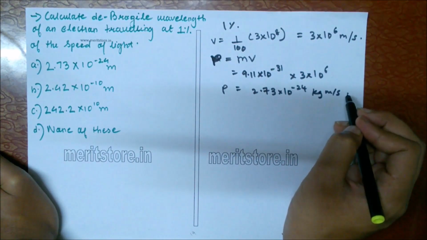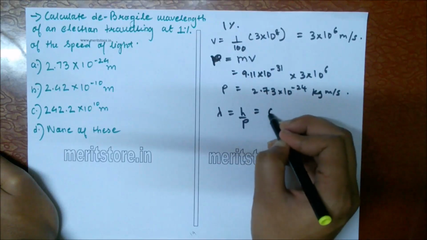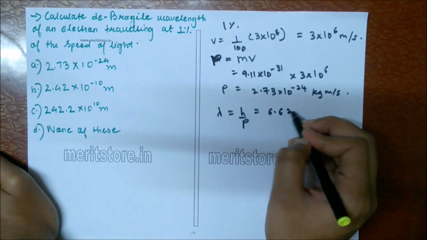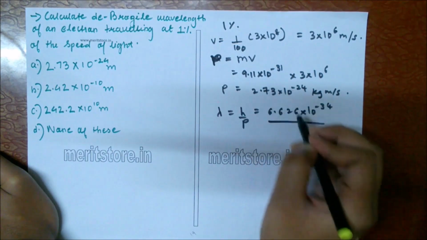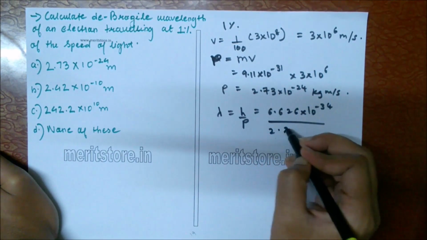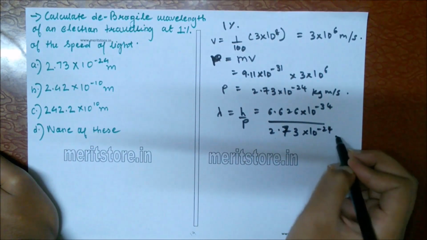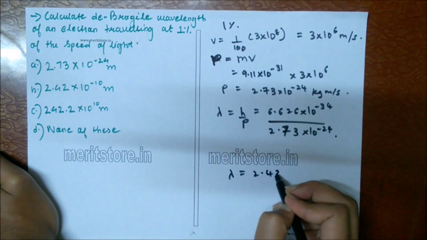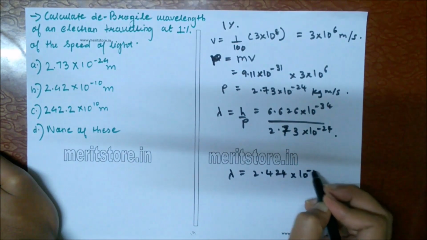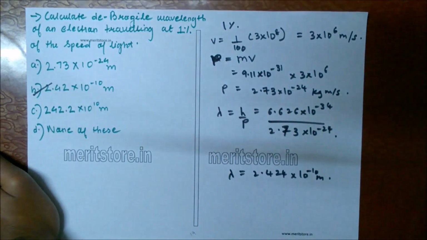So de Broglie wavelength of electron lambda will be h upon p, where h is 6.626 into 10 raised to minus 34, upon momentum as just found out as 2.73 into 10 raised to minus 24. On solving this, we get lambda is equal to 2.424 into 10 raised to minus 10 meter. So option B is the correct answer.